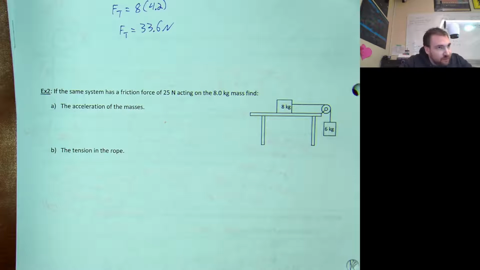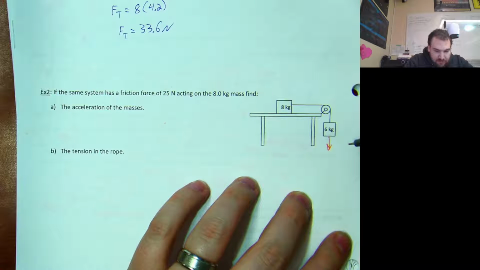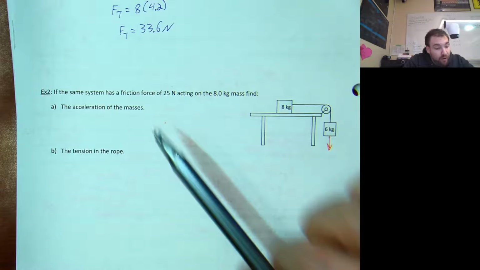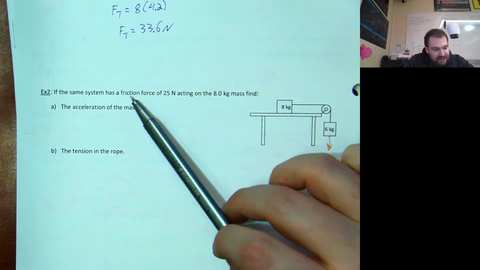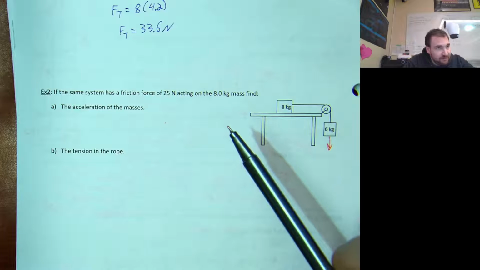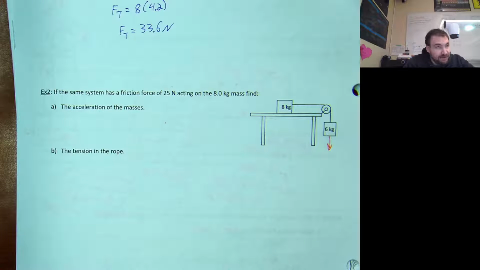Assuming it's the table that has the friction, not the pulley. Oh, that's a good point. The question says the same system has a friction force of 25 newtons acting on the 8 kilogram mass. So because it's acting on the 8 kilogram mass, we can safely assume it's not the pulley. In fact, we will always assume pulleys are frictionless unless explicitly told otherwise.